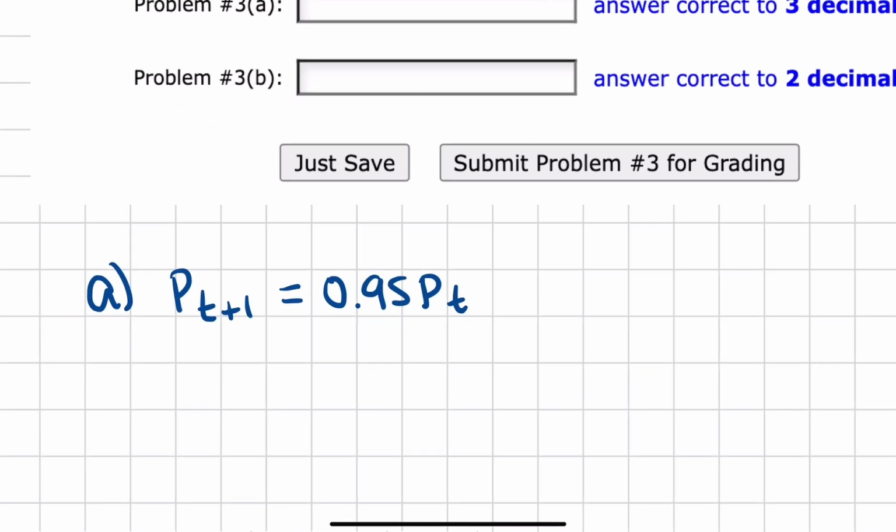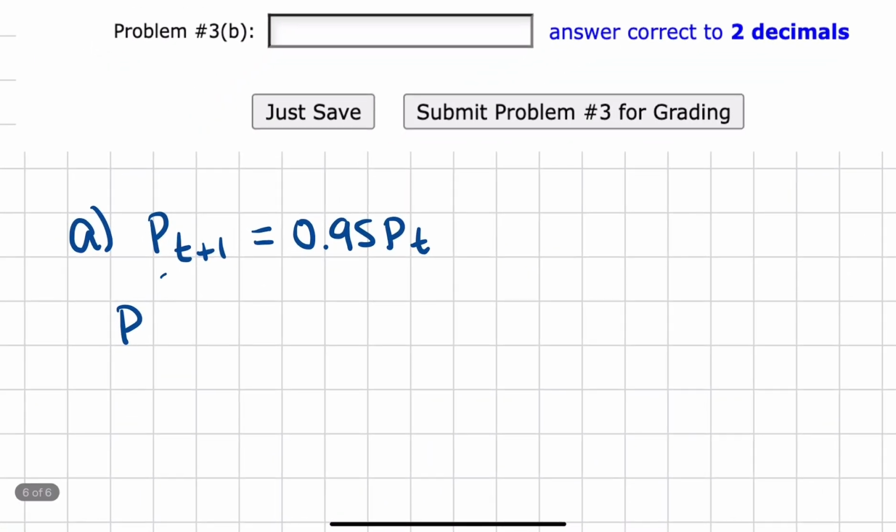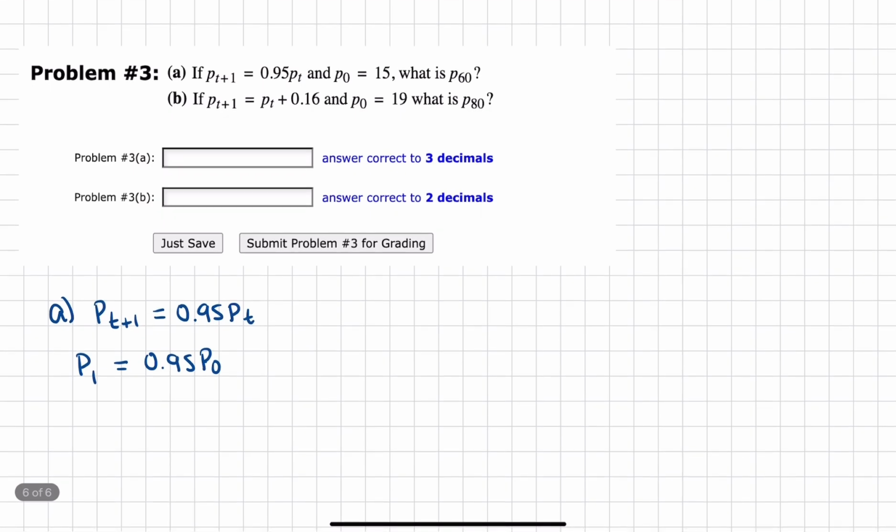So that means if I want to calculate when it's initially 0, I'd say that t is equal to 0, so this will be p1 is equal to 0.95 p0. And we're told what p0 is. p0 is just equal to 15. And so what we're going to get is 0.95 multiplied by 15, and this gives us 14.25.